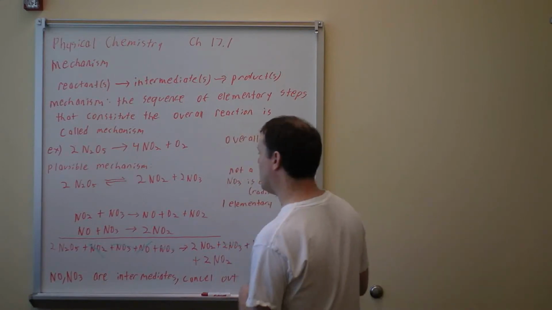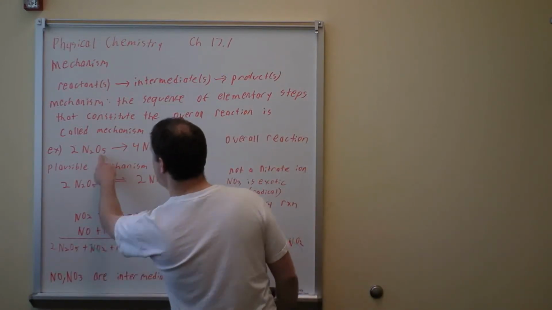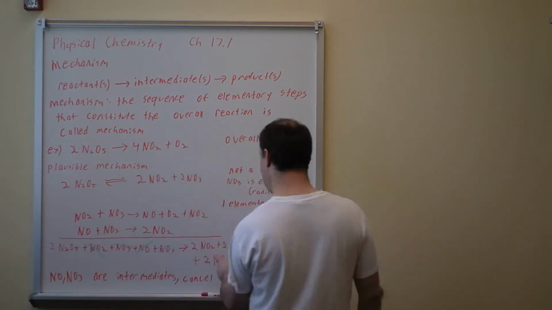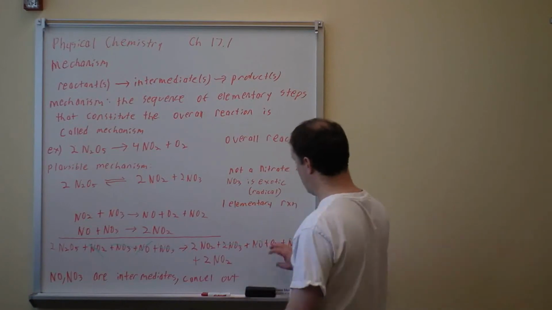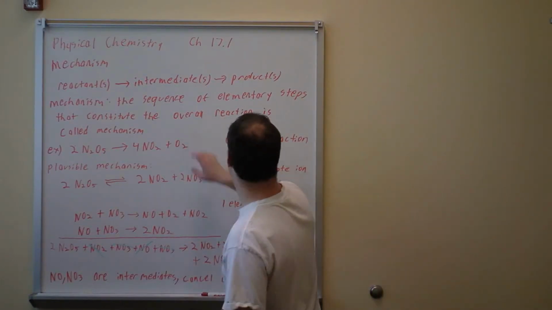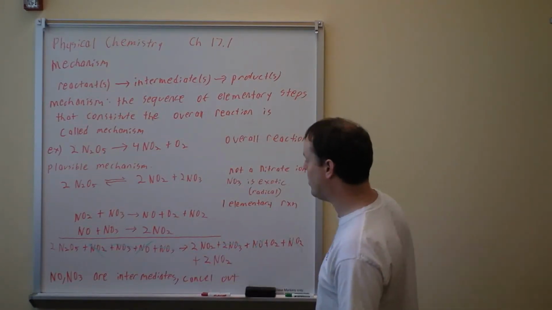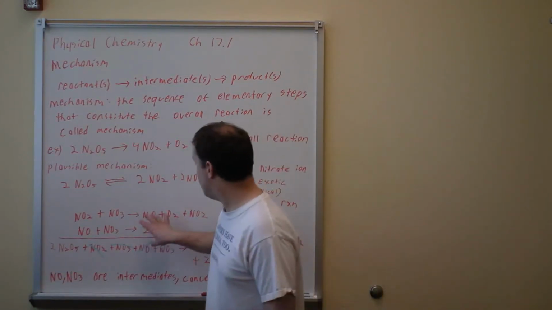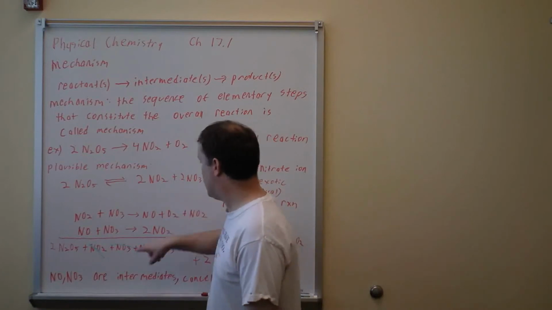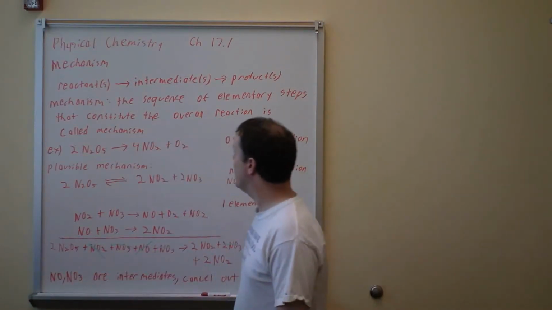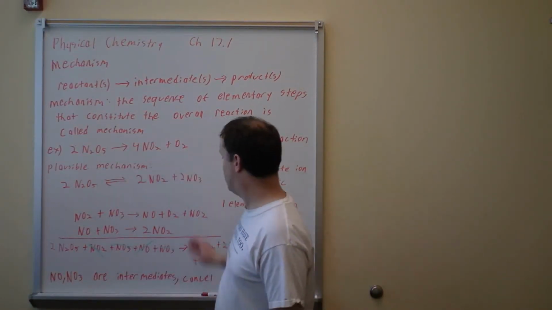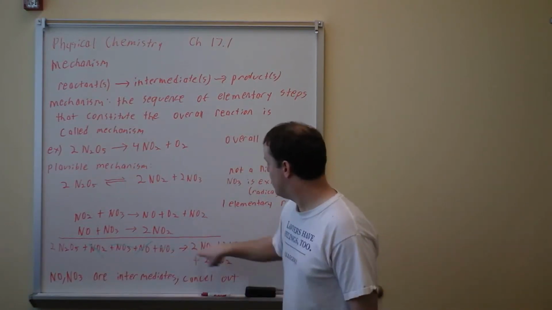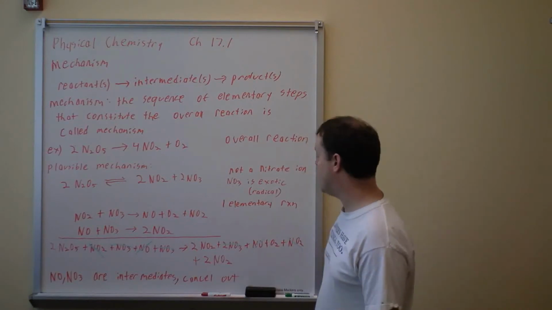Did I miss something here? So we have 2 N2O5, same as the original reaction, and then 4 NO2, good, plus O2. Okay, so after everything cancels out, it matches the overall reaction that we're trying to analyze. That's a good sign, just like Hess's law. So you'll notice then, in these elementary steps, there are a couple of species, NO and NO3, that are not reactants or products. So these are called intermediates. And when you do this, the intermediates should cancel out, which they did.